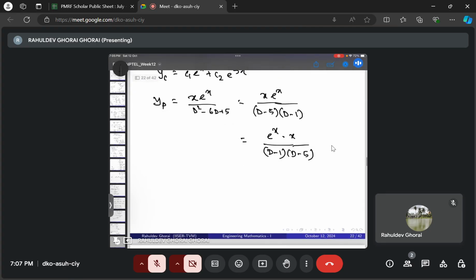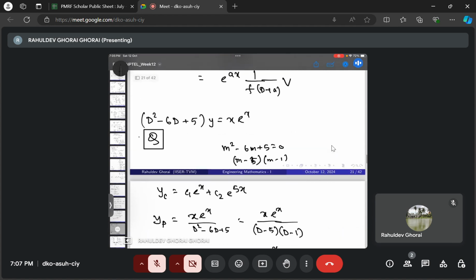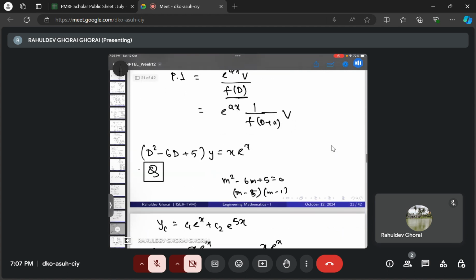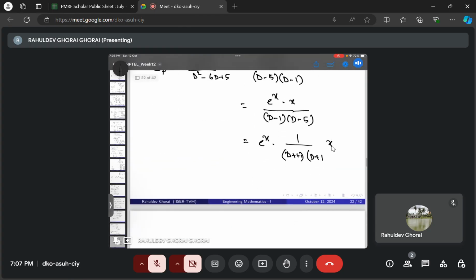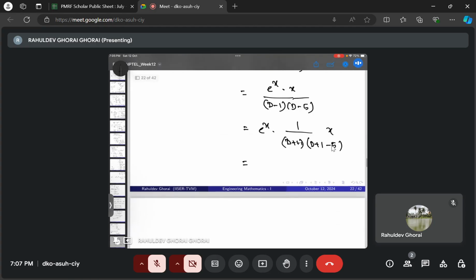So what you can write this one as is e to the power x times, it will act on 1, the function will be D plus 1, right? Instead of D, you replace D plus 1. What did I write? Instead of f(D) it was D plus a. So here a is 1, so D plus 1, it is D plus 1 minus 5. That will be equal to e to the power x times 1 over D times D minus 4.